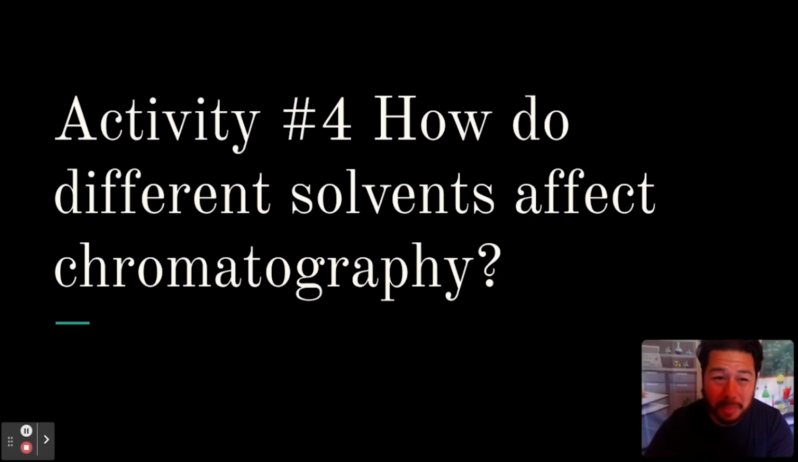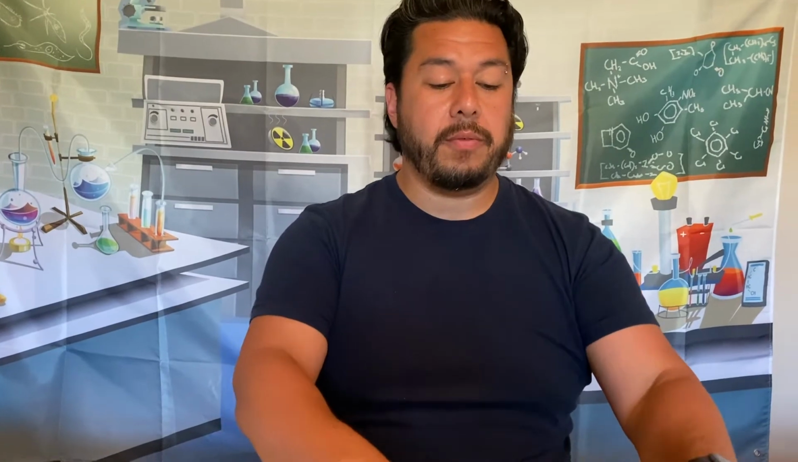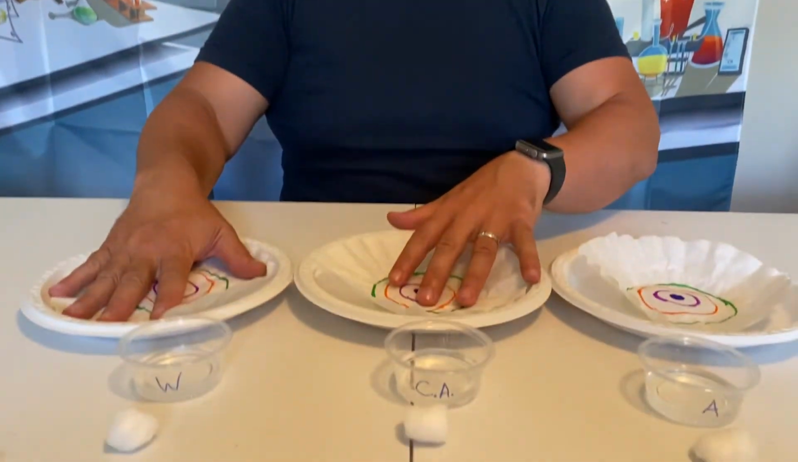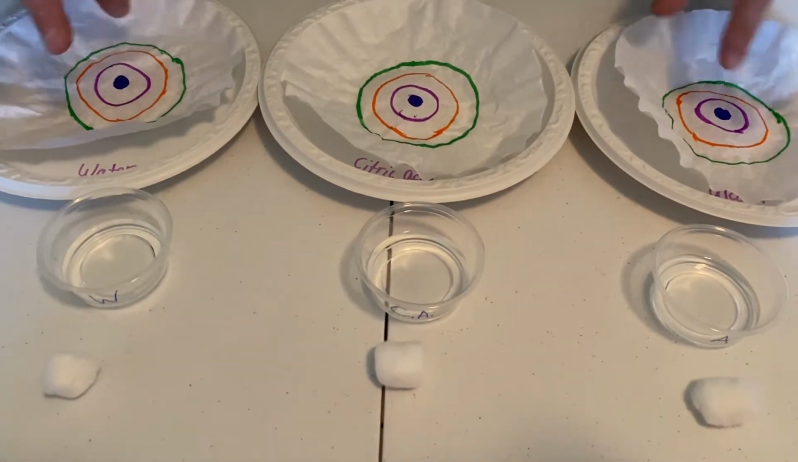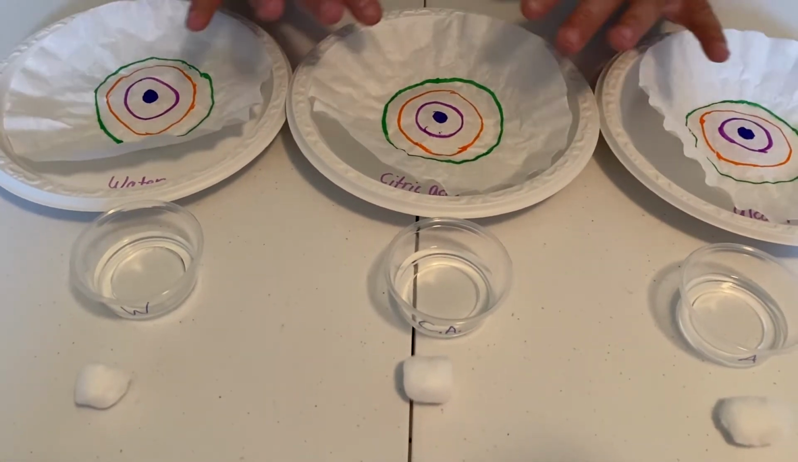Activity number 4, how do different solvents affect chromatography? All right, Science Explorers, here's our next activity. We're going to discover how different solvents affect our chromatography. So we have all of our setup right here. We have 3 different plates with the same pattern and the same markers.